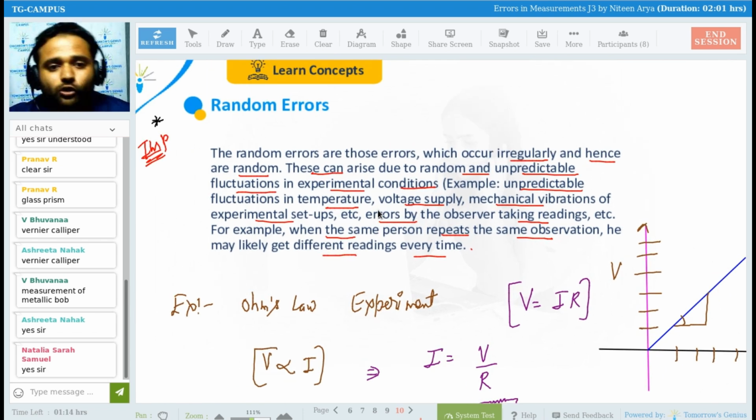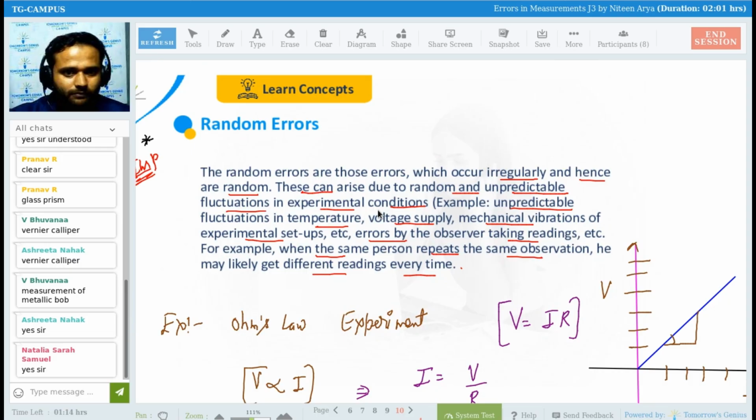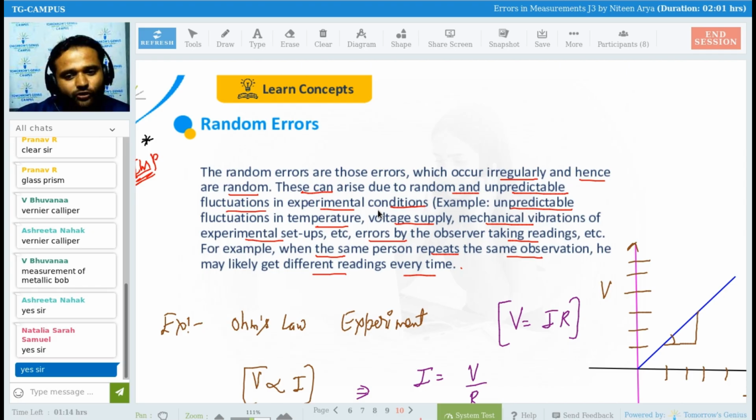These are not known to us, first of all, because they are random. They come irregularly, so these errors are known as random error in general. Is this clear, everyone? Right now you are seeing theory, theory, theory. In the next lecture, you are going to see examples and numericals, numericals, numericals.